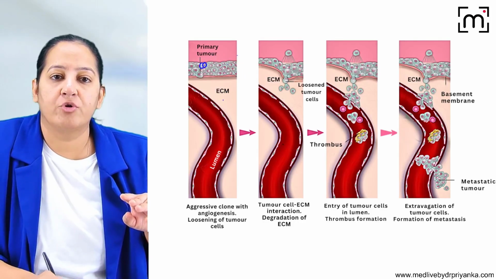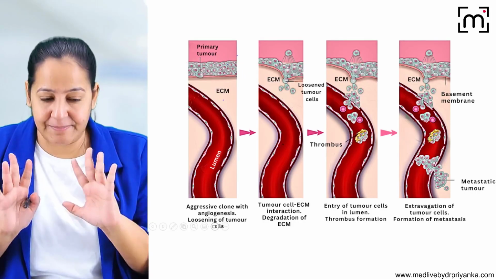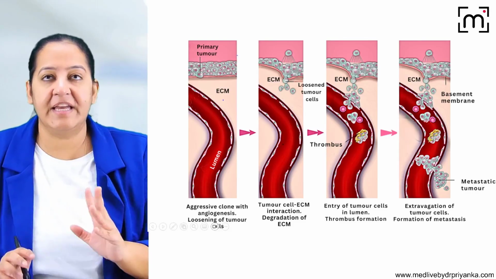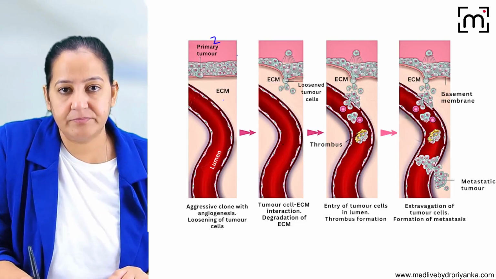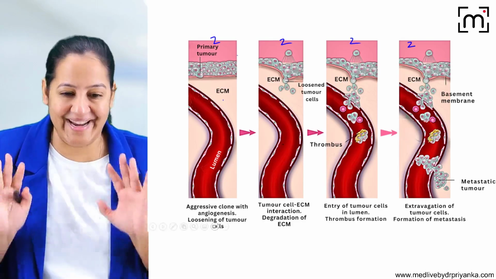So how will it happen? 8 steps are there. There are 4 diagrams, each showing 2 steps. 2, 2, 2, 2. So 2 steps here, 2 here, 2 here, 2 here, total 8 steps.